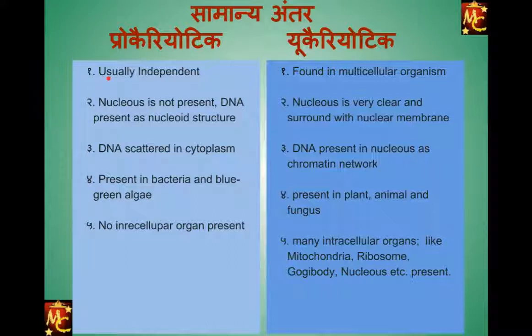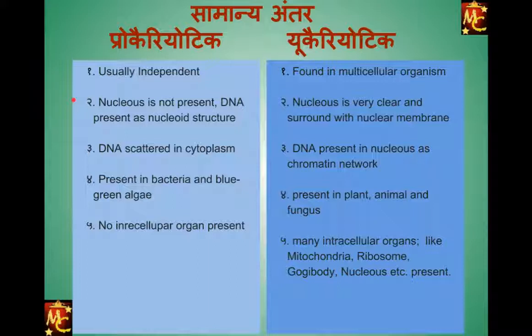The first difference is that prokaryotes are usually independent, whereas eukaryotes are found in multicellular organisms. Usually the prokaryotic cells are individual, and in most cases the body of a prokaryotic organism is made from a single cell. But eukaryotic cells usually make a complex system, and most of the organisms are multicellular, with bodies made up of many cells.